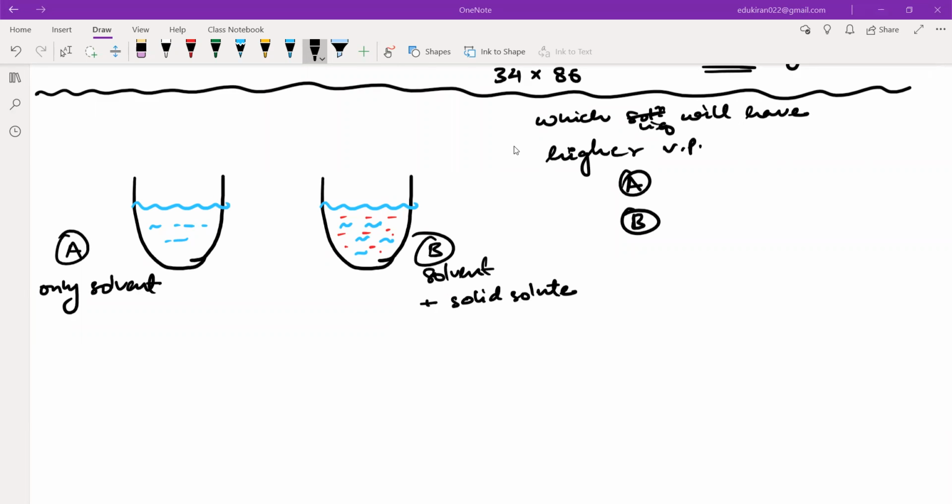Sir, it is A. The A solution will have more vapor pressure because in the B solution there is a solid solvent which won't have vapor. Okay. Sara, do you want to add something? The solid solute will, like, the intermolecular force will be more in the B solution.